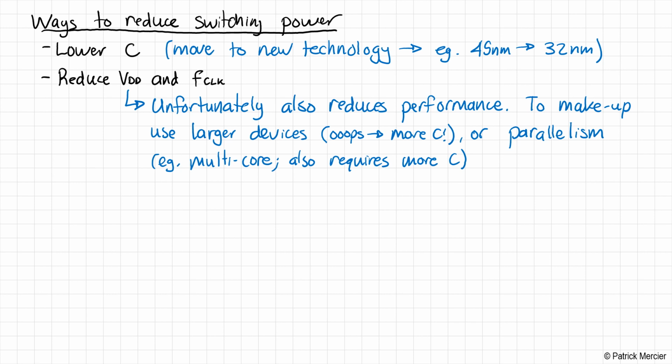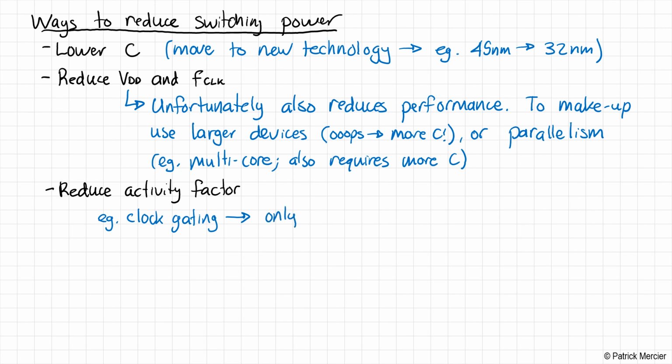Now, the only other term that we have access to in the switching power equation is the activity factor. So is there anything we can do to reduce activity factor? So it turns out there is. One example technique is called clock gating. So what this means is we only enable the clock when necessary. All right, so let's just draw a little circuit to emphasize what we mean by that.